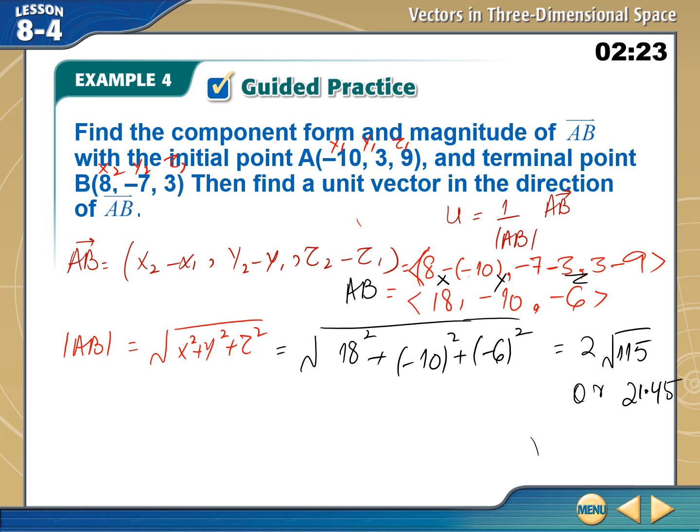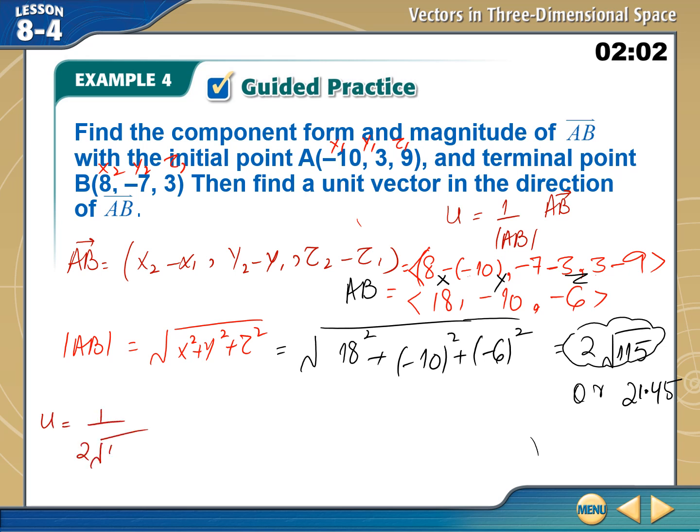So anything you can write, both are correct. But I would prefer the original answer, and in the end, I just round off to my decimal if required.